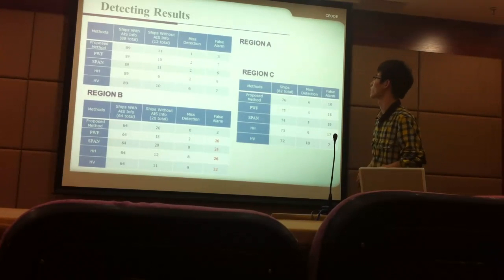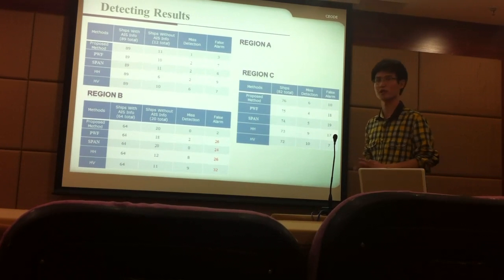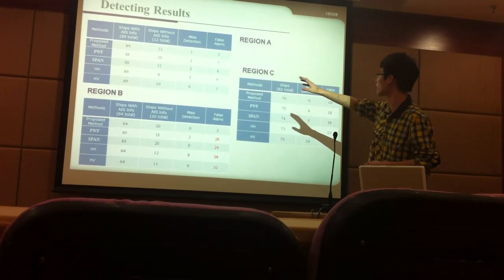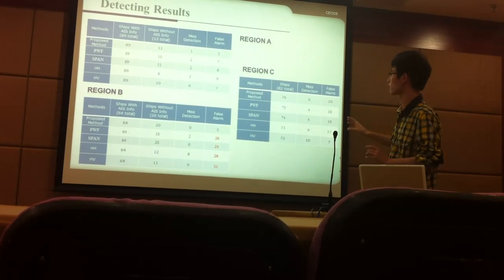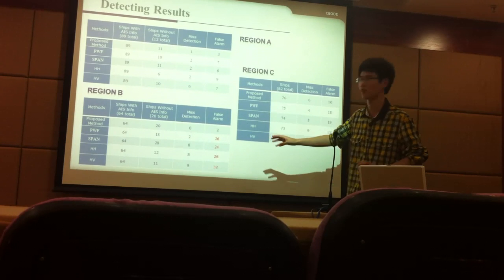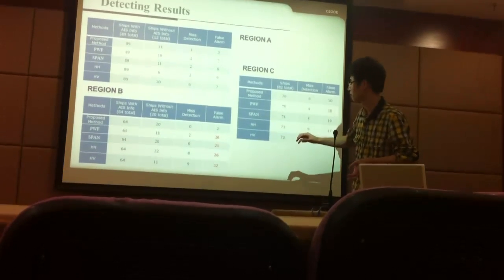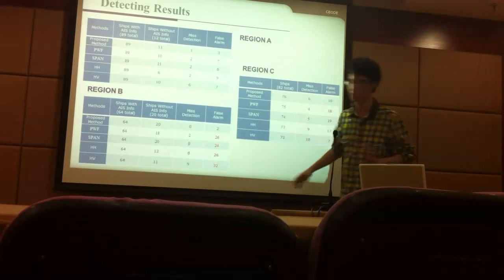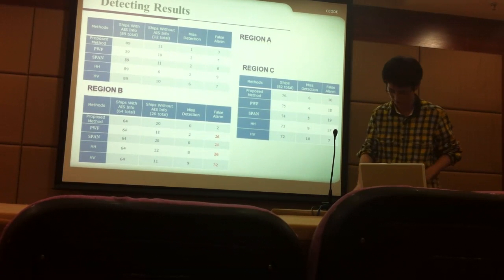This is a table showing the results of our method in the three images we described before: region A, region B, and region C. For region A and region C, all methods have almost the same results. But in region B, since there are a lot of azimuth ambiguities and coherent noise, all other methods detected a lot of false alarms, but our method gives very good performance.